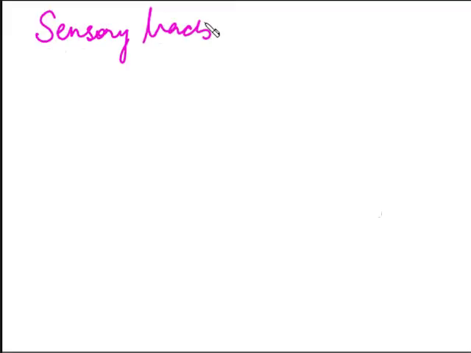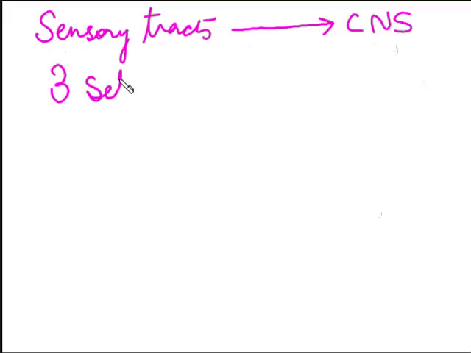Now, all these sensory tracts travel towards the central nervous system. They go to the spinal cord, and from the spinal cord they go up to the brain. Most of the time, the ones that go up to the brain have 3 sets of neurons. So that means you'll see 3 cell bodies, so 3 sets of neurons.